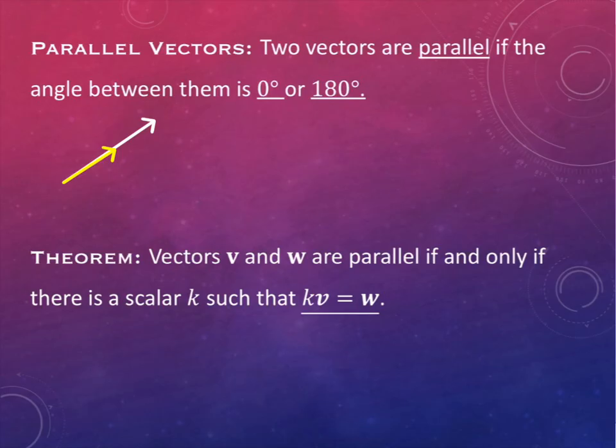Make sense? Now, the other option is that there's 180. So what would that look like? Well, it would look like one of them looking like this. And any idea what the other one would have to look like for this to work? Yeah, it'd have to go in the opposite direction like this. And if I lined them up end to end like that, then this angle right here would be 180 degrees.